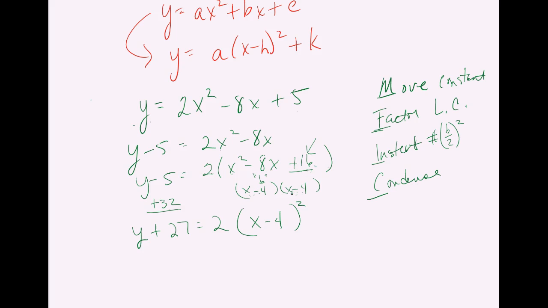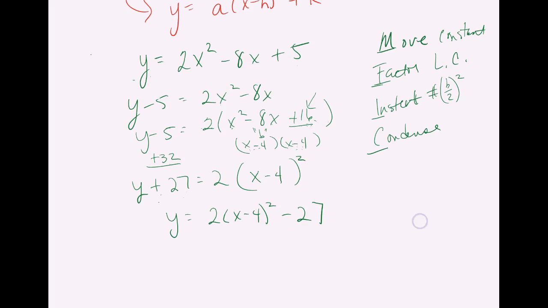So now we're pretty much almost done. At the end, you just want to kick this number back over. So this plus 27, we're going to do a minus 27 to both sides. And now you are in vertex form, okay?